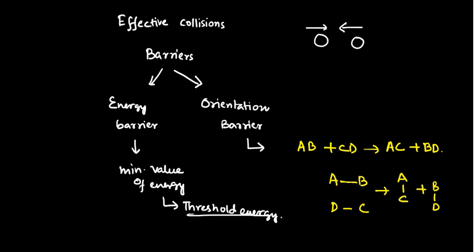Here D is at the closest approach distance with A. So we don't want a bond between A and D, and we don't want a bond between B and C. So if this kind of orientation is there, that is totally wrong. This is not going to fetch the products. So two factors are important. One is the energy factor, the other one is the orientation factor.